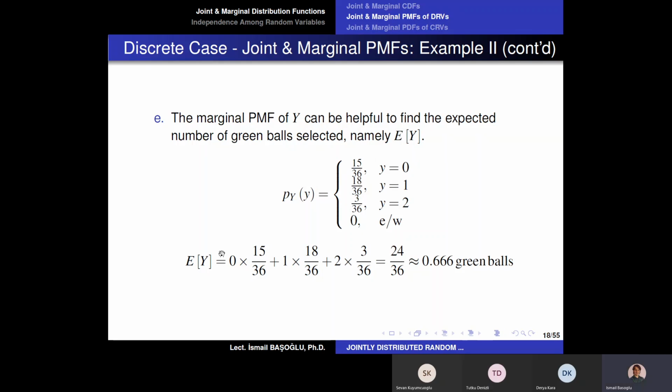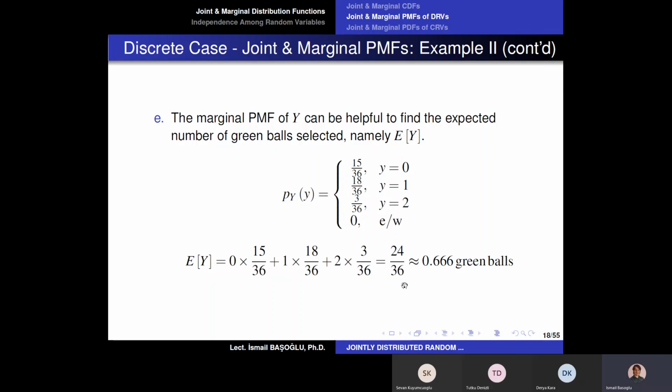Similarly, the expected value of y can be computed through the marginal probability mass function of y. So we multiply the possible values of y with the respective marginal probability mass values and sum them up. And that gives us the expected value of the number of green balls selected. And that makes 0.666, which is 2 over 3, basically.